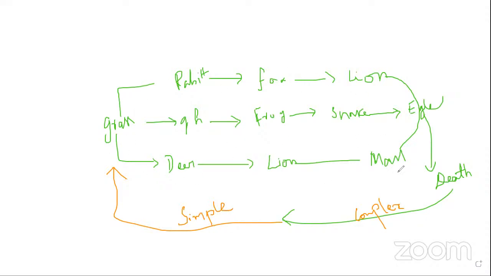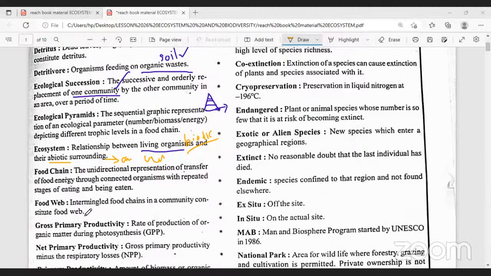So these are all collectively called what? Food web. Okay, what is the meaning of food web? Food web is nothing but more than one food chain forming a network-like or web-like structure. This is very, very important. Don't forget. So this is the food web.